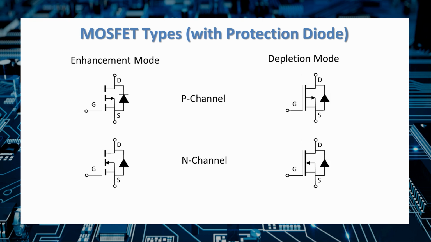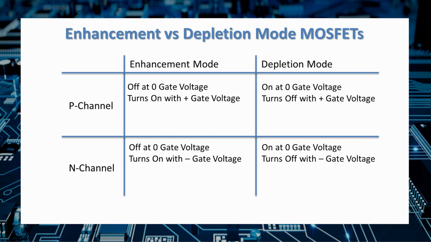Some MOSFETs even have a built-in protection diode. Here's a table depicting how each of these devices behaves as a switch. For example, an enhancement mode P-channel device is off when the gate voltage is 0 and turns on when the gate voltage goes positive, while a depletion mode N-channel device is on when the gate voltage is 0 and turns off when the gate voltage goes negative.